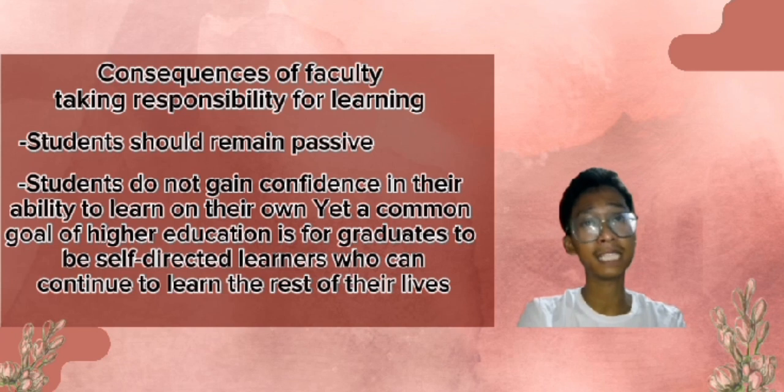Students must remain passive. Next is, students do not gain confidence in their ability to learn on their own, yet a common goal of higher education is for graduates to be self-directed learners who can continue to learn the rest of their lives. Faculty need to teach students how to act for learning.